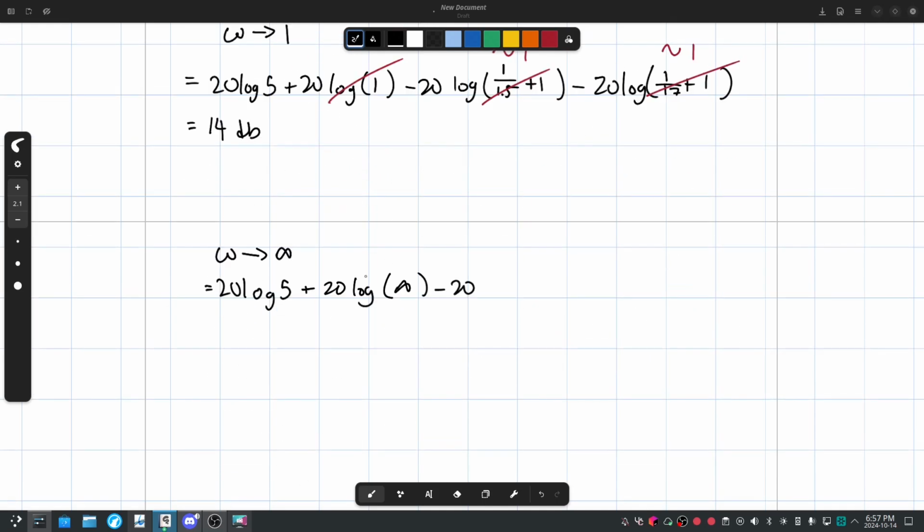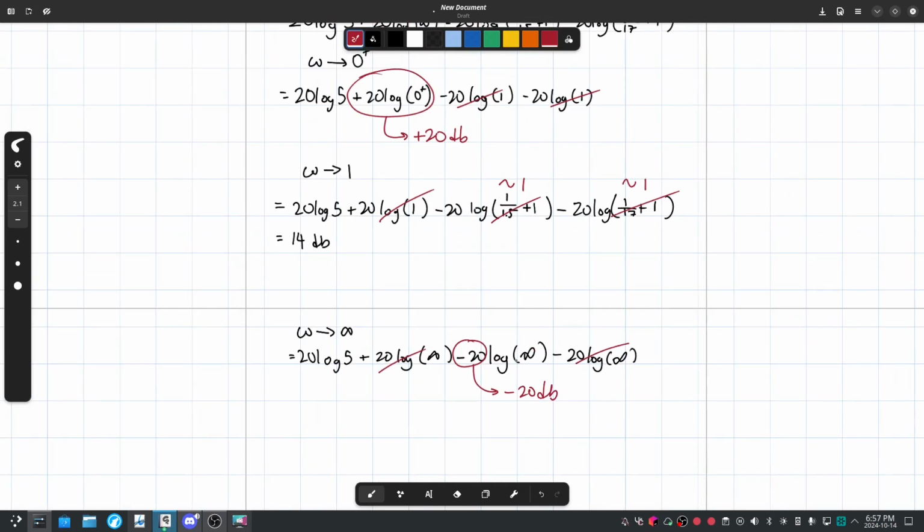Okay. So it's going to be 20 log of infinity minus 20 log of infinity minus 20 log of infinity, right? Well, these two cases cancel out. We're left with 1 minus 20 log of infinity. And this tells us as we go to infinity, we are going to have a slope of negative 20 decibels.